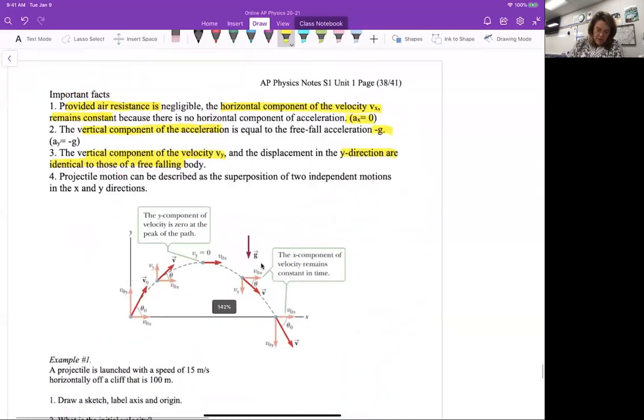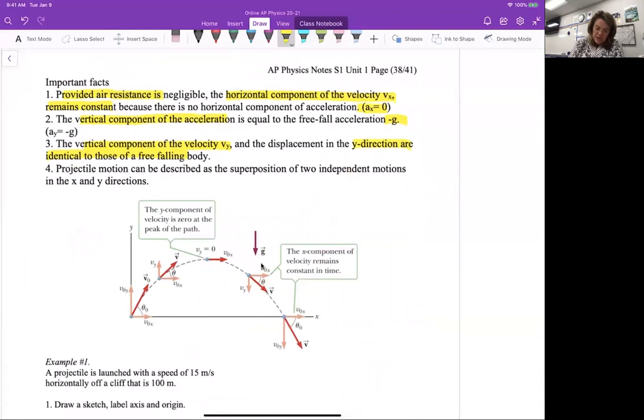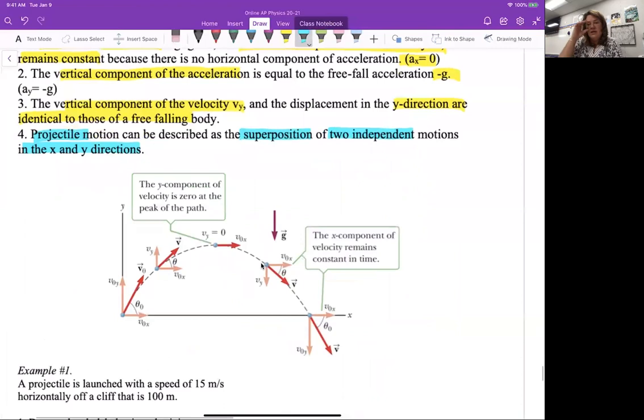Okay, projectile motion. This kind of projectile motion can be described as the superposition of two independent motions in the x and y directions. I know that sounds fancy, but I believe it based on my knowledge. This is one of the most important graphs. If you really understand this graph, you're going to come a long way.